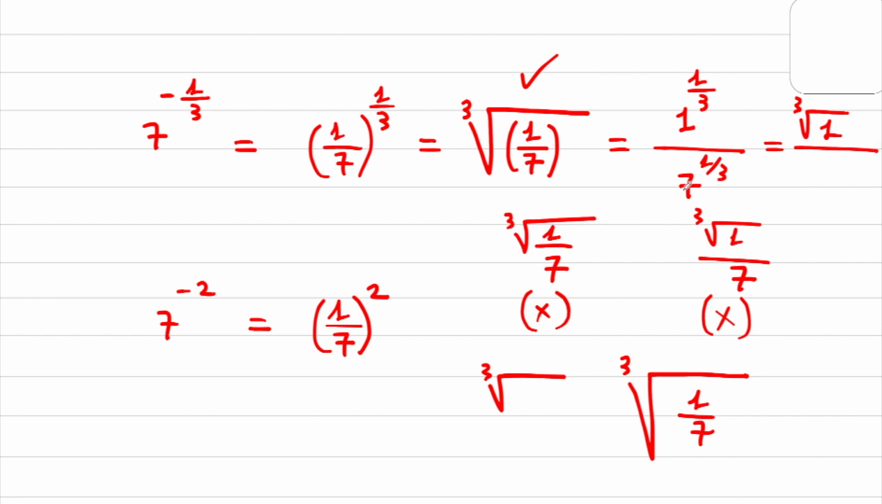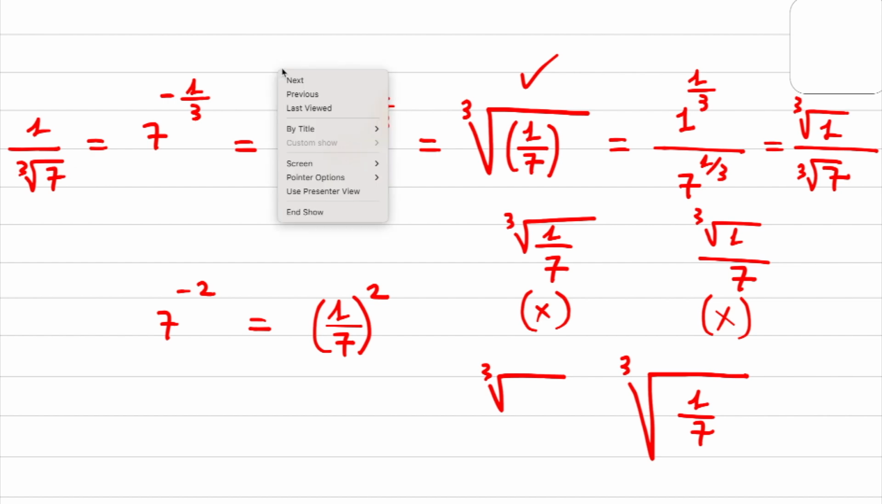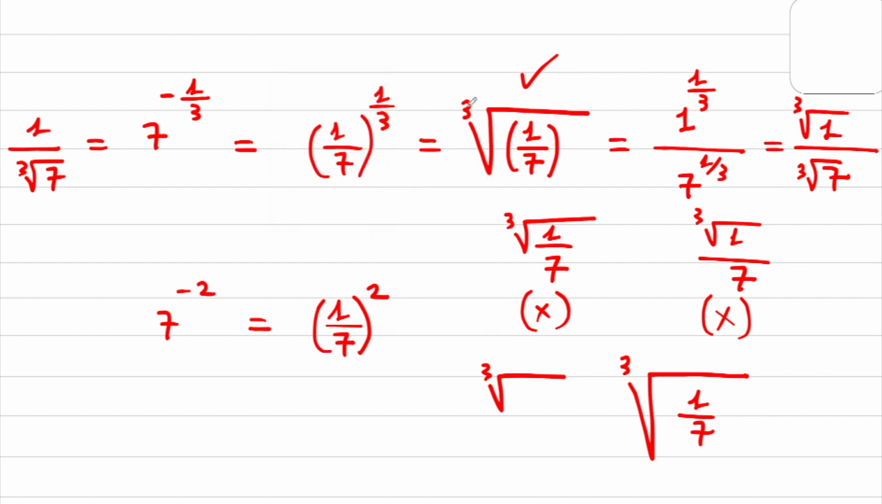And when you have 7 to the power of 1/3, it means the cube root of 7 by this writing. And then you can simplify it very easily. It means 1 over the cube root of 7. So you have 2 ways to write out these indices. The first way is this one, and the other is this one. They are equivalent to each other.